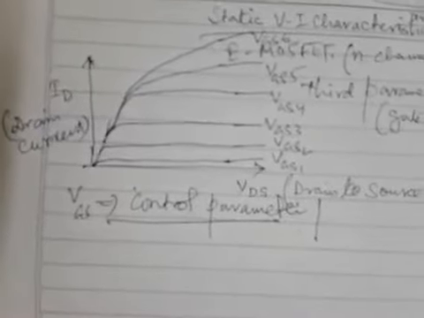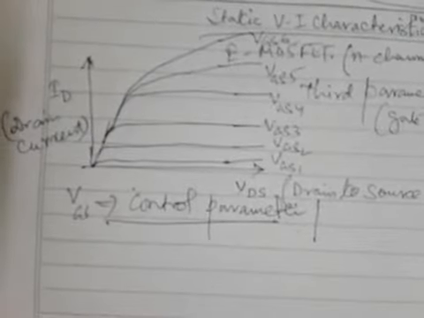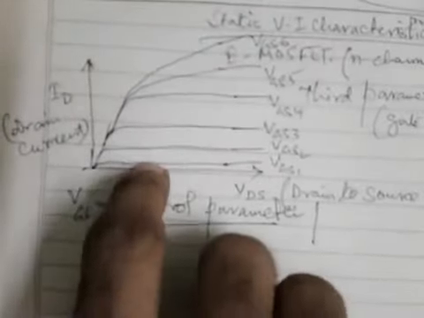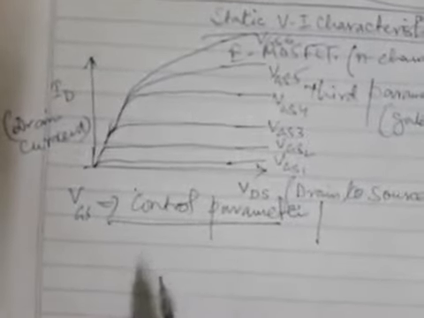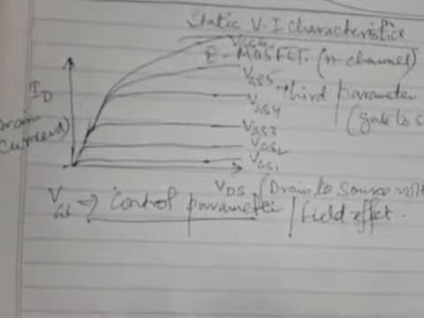That's why this type of transistor is called a field effect transistor, because the controlling effect is the electric field applied between gate and source, and that gives us an output characteristic like this. That's why the name field effect has come. So the controlling parameter is VGS. In this case, the unit of VDS is volt and the unit of ID is milliampere.